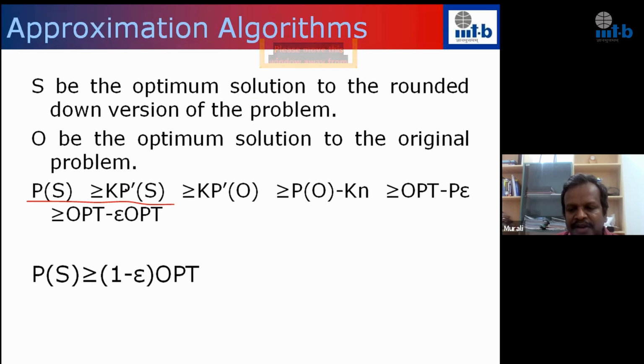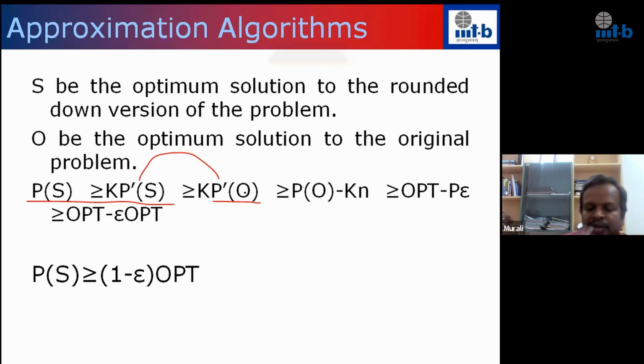So in the P dash of S, you look at all the items and find the summation of P dashes of all the items in S. Okay, but the claim is that this is going to be greater than this number. So why is this true? Because in the rounded version of the problem, S is the optimum. So P dash of S is certainly going to be greater than P dash of O. So P dash is essentially the profit of the rounded version of the problem.